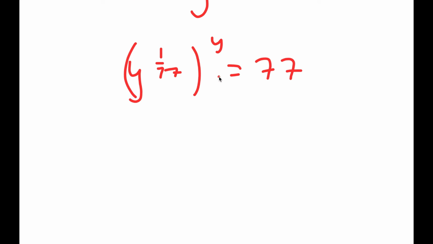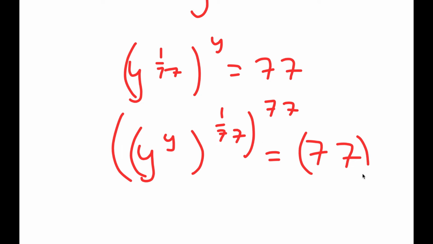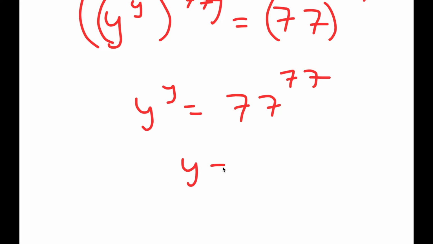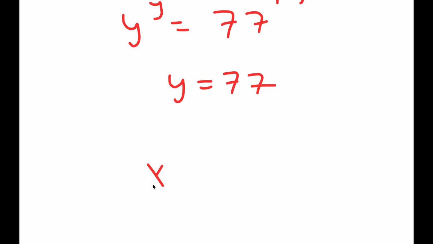And this I can rewrite as y to the power of y to the power of 1 over 77 is equal to 77. Now I'm going to take the power of 77 on both sides. So these two cancel out, and I get y to the power of y is equal to 77 to the power of 77. And this means that y is equal to 77. So now knowing this, we know that x is equal to y to the power of 1 over 77, meaning x is equal to 77 to the power of 1 over 77.